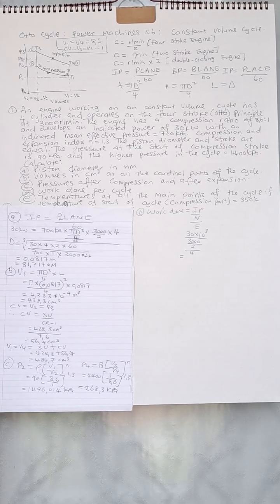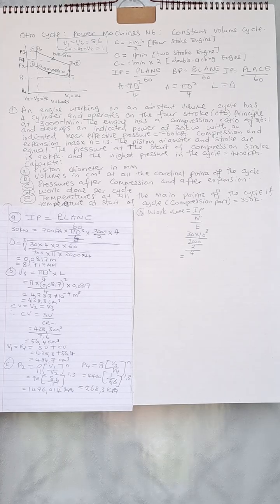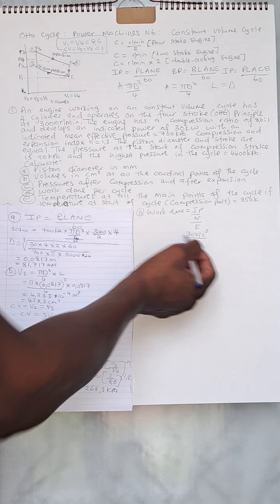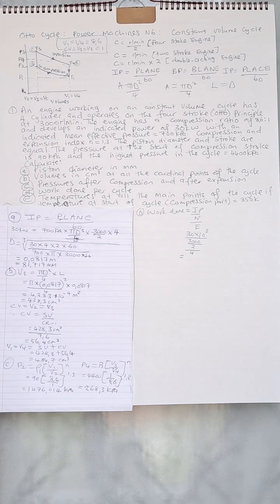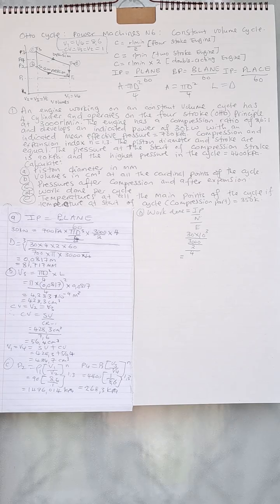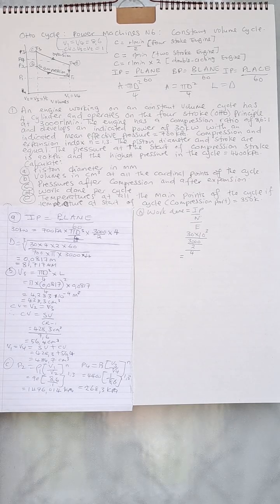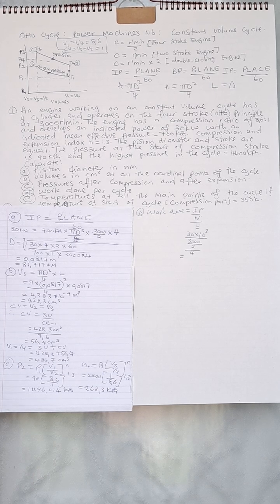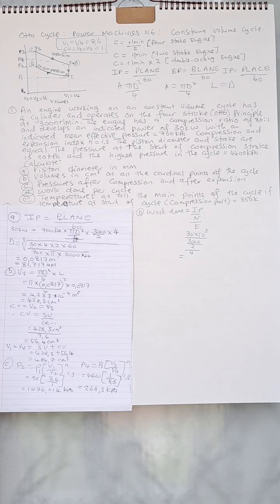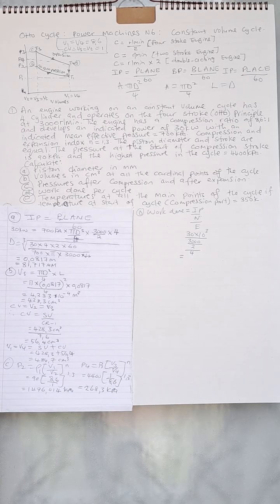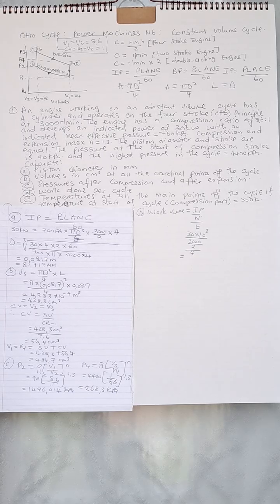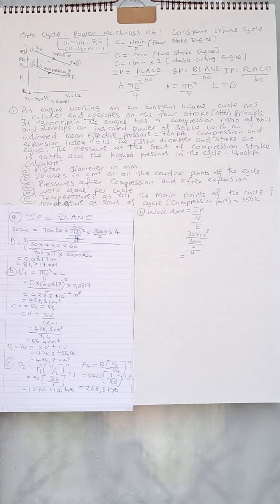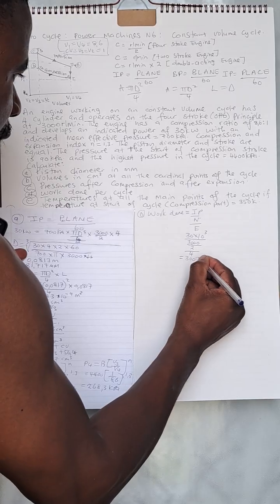Let's see what we are getting there. 30 times 10 raised to the power of 3 divided by 1.5, divided by 4. I'm getting something like 300 joules per cycle.